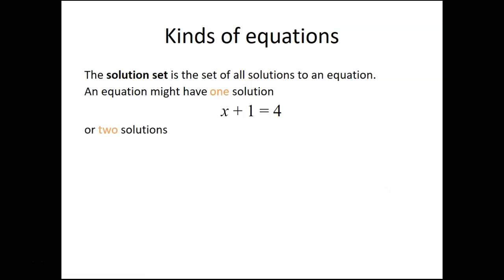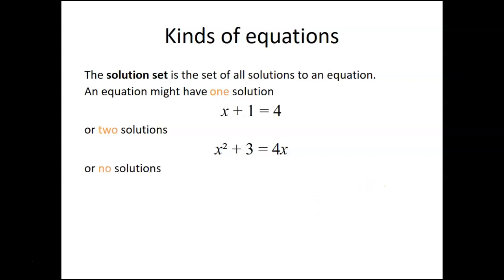An equation might have two solutions. An example of that would be x squared plus 3 equals 4x. That would be true if x is 1. 1 squared plus 3 is equal to 4 times 1. And it's also true if x is 3. 3 squared plus 3 is equal to 4 times 3. They both equal 12.